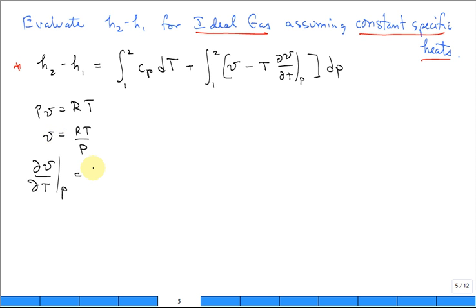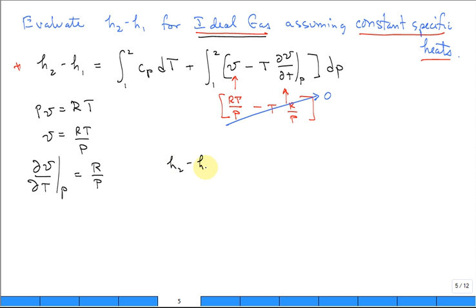So what do we get? R over P. So right here, substitute R over P, and right here, substitute RT over P. True? And when you do that, what you'll get is minus T in brackets like that. Guess what that is equal to? What is it equal to? 0. True?